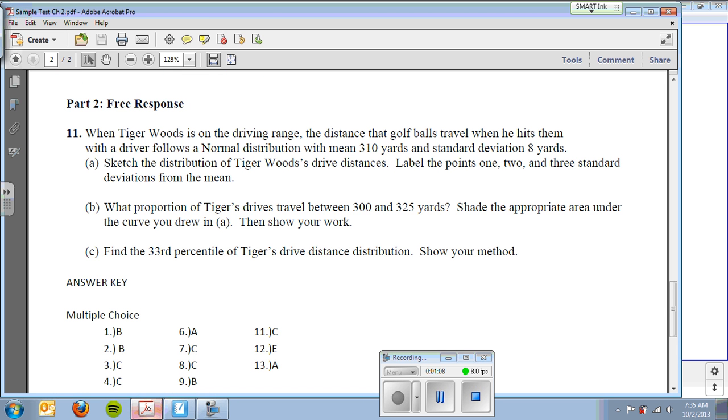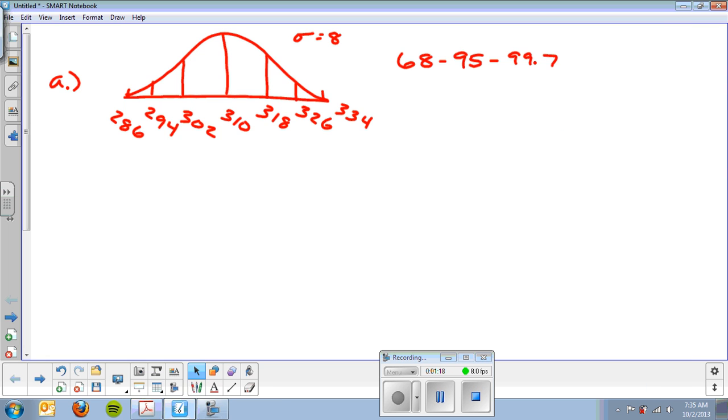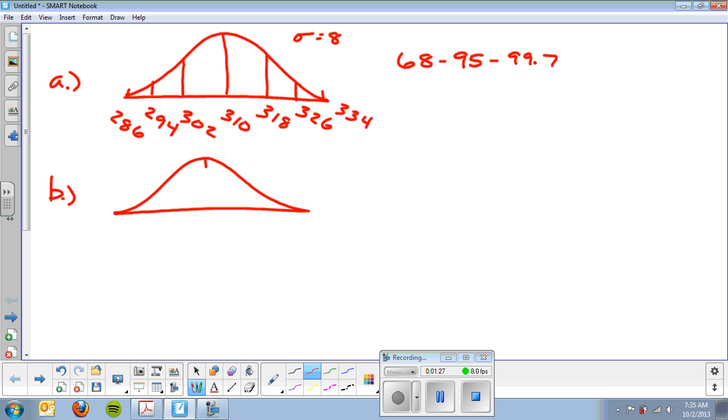Part B says what proportion, again, use of the vocabulary there, of Tiger Woods drives travel between 300 and 325 yards. Now I'm going to draw a separate graph so you can see how to do the problem separately. It says that the distribution follows a normal distribution. I have a standard deviation of 8, a mean of 310. I want to know what proportion is between 300 and 325. And then I shade in between.